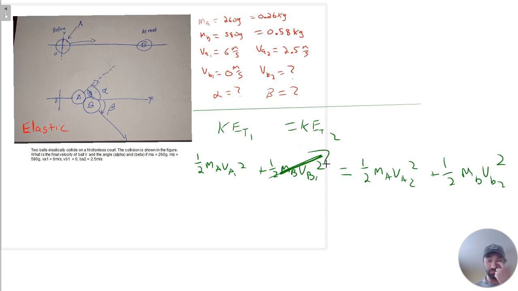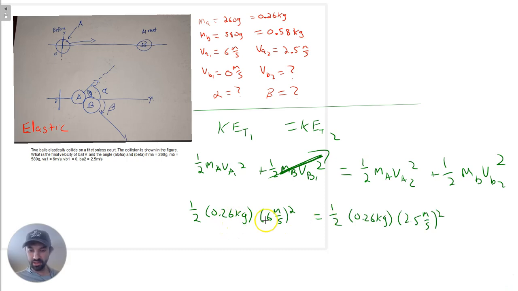All right, right off the bat, mass B is not moving to start, so I can just totally get rid of that. And then I'm just going to plug in my numbers, so 1/2, and I'm going to use kilograms instead, 0.26 kilograms for mass A. I'm going to pause, write this out, and then record again. So 1/2, 0.26 kilograms times 6 meters per second squared, that's the kinetic energy of A beforehand, equals the kinetic energy of A after plus the kinetic energy of B after, which is 0.58 kilogram times, I got a little sloppy here, VB squared.